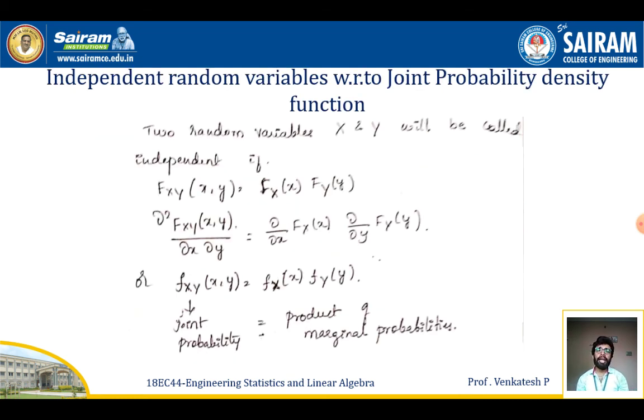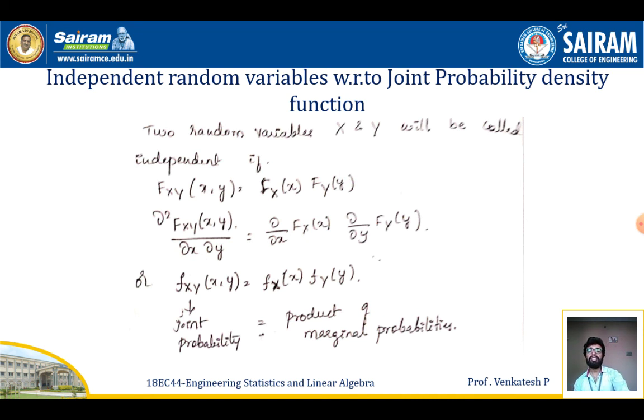So next is independent random variables with respect to the joint density function. Two random variables x and y will be called independent random variables if capital F of x comma y is equal to capital F of x into capital F of y. Now in case of joint probability density function, we have to differentiate the equation on both sides. I am going to differentiate this equation twice, with respect to x and y, differentiating F of x with respect to x and F of y with respect to y.